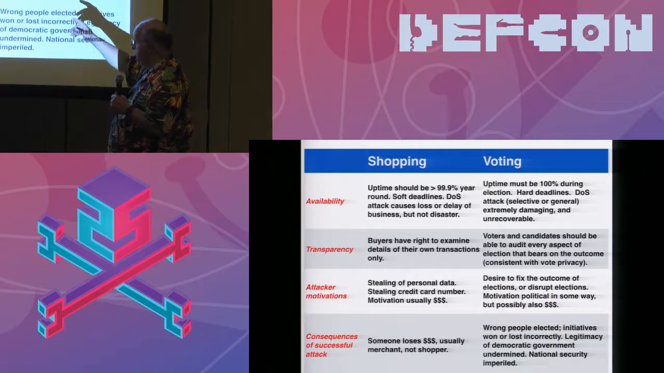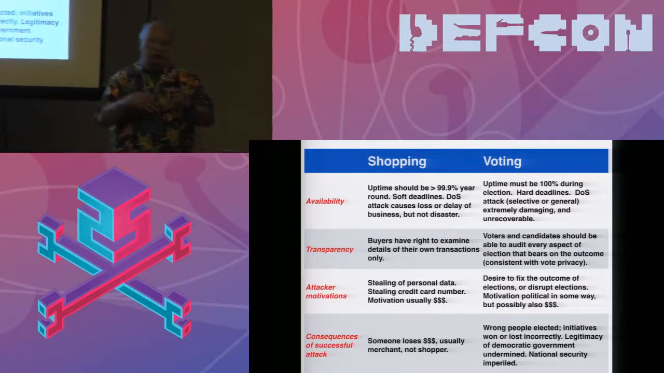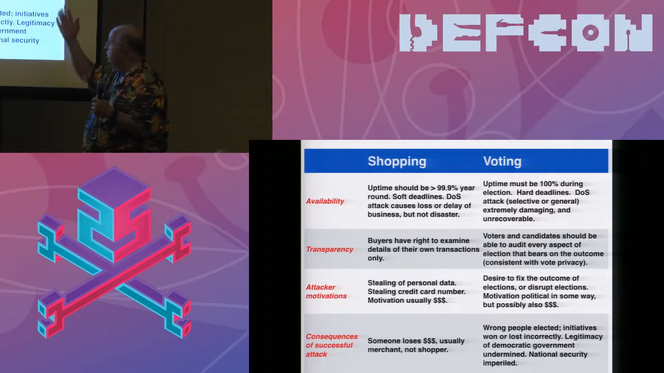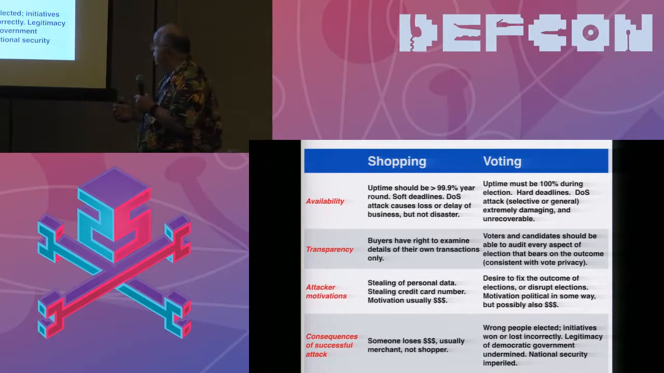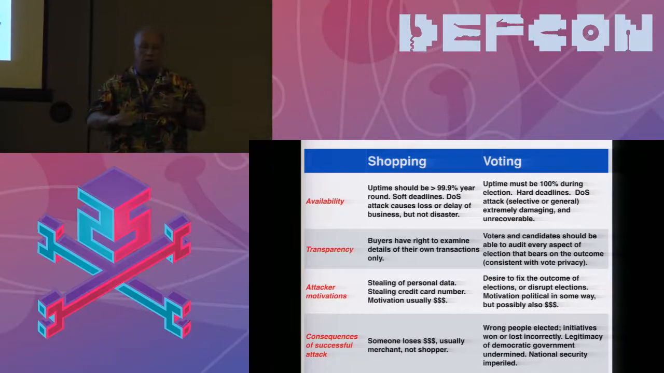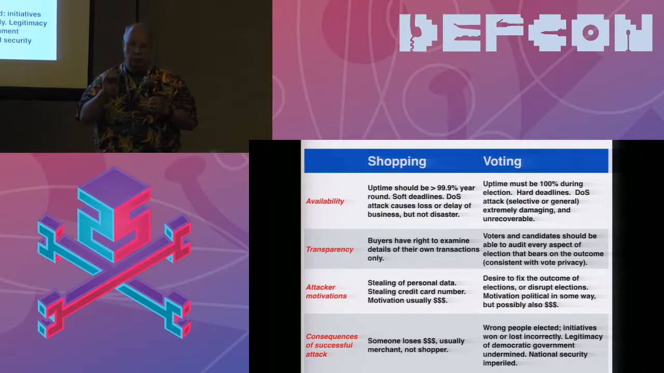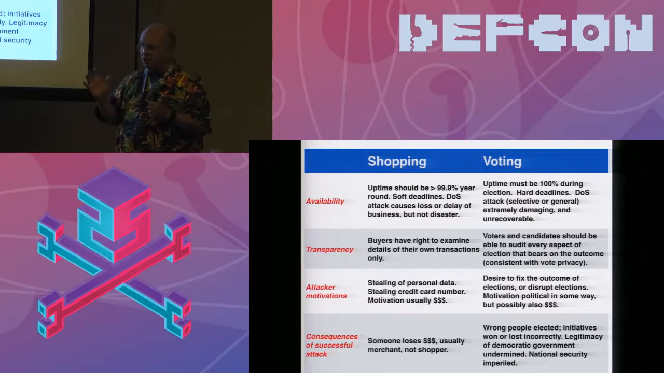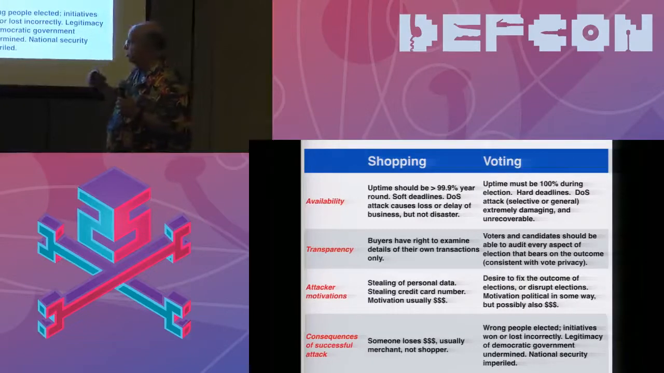The transparency requirements are different, too. In the shopping world, buyers have only the right to examine and question the details of their own transactions, period. Nobody else's. But in the voting world, voters and candidates and the press and everybody else, at least in principle, has a right to examine and observe and audit every detail about the election, period, from soup to nuts, up to as long as they preserve the privacy properties, no identification of which voter cast which ballot. But everything else is supposed to be transparent, at least in principle. In practice, it's not, but I'm talking in principle here.